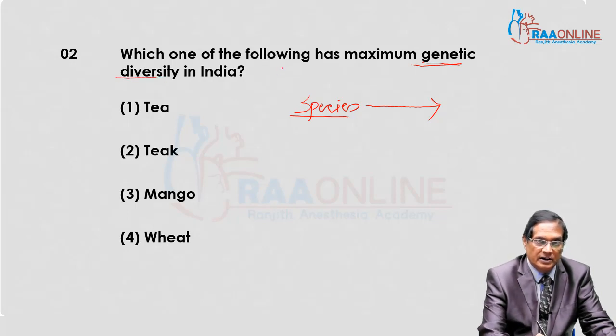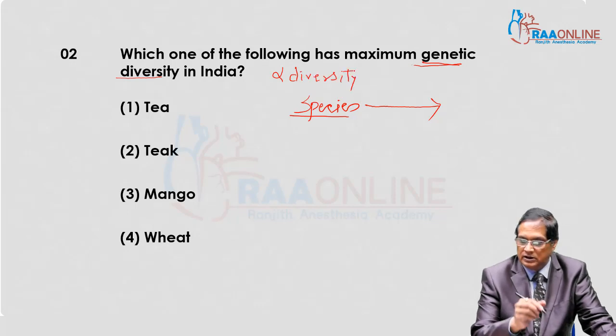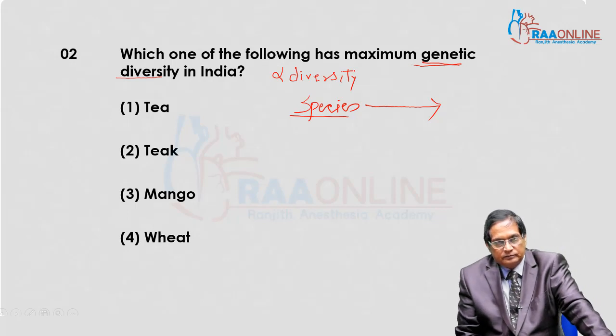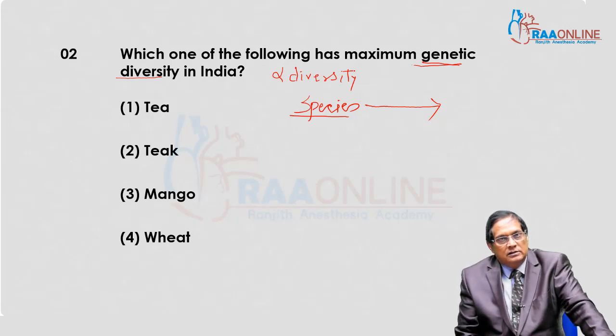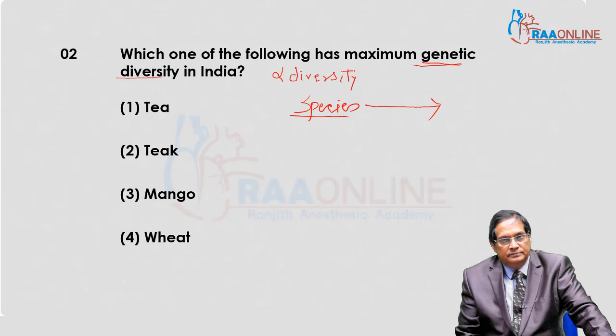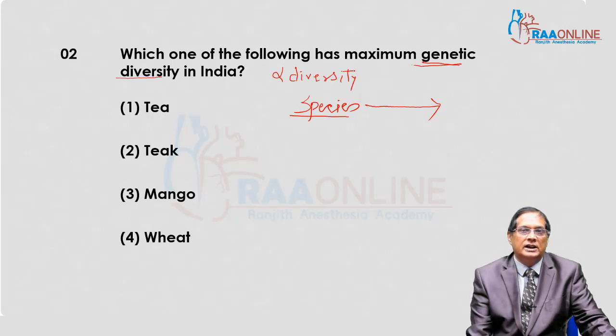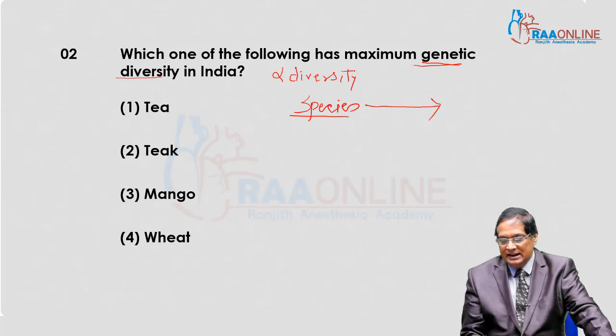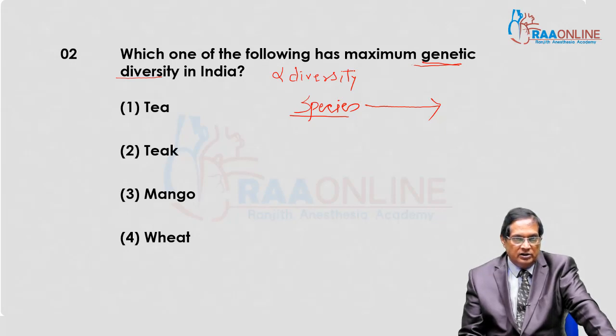This is also called alpha diversity. Here the members are the same, but there is a difference in the expression of gene, or allelic variation is there. And in this range, tea, teak, mango and wheat.